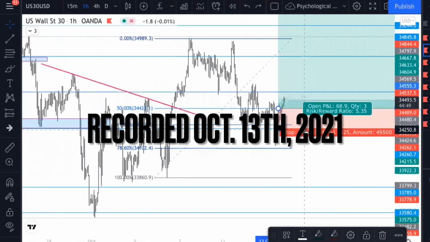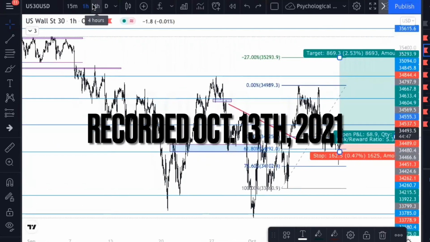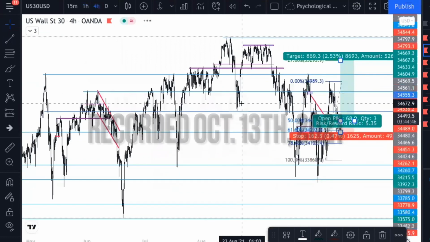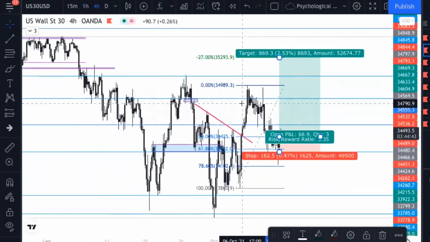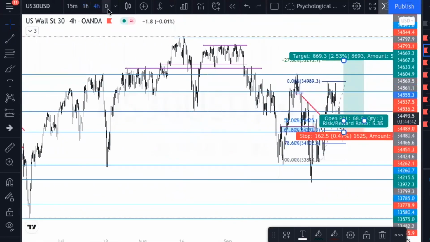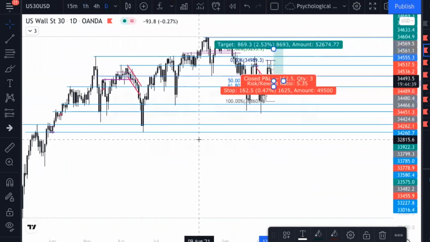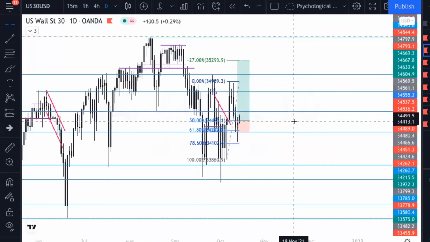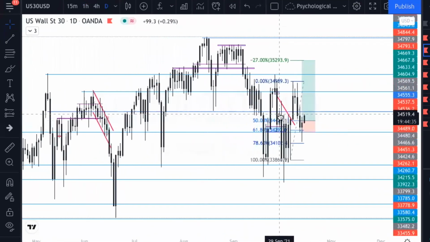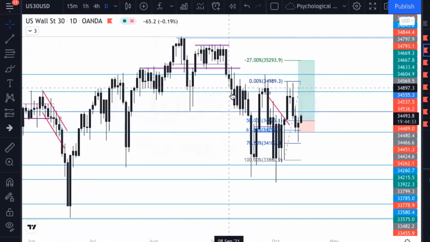All right, so I'm looking at the strip for US30 right now. What I did was look on the 4 hour time frame, or even let me go up to the daily time frame. You can see that on the daily time frame, we see US30 was in a downtrend, right?